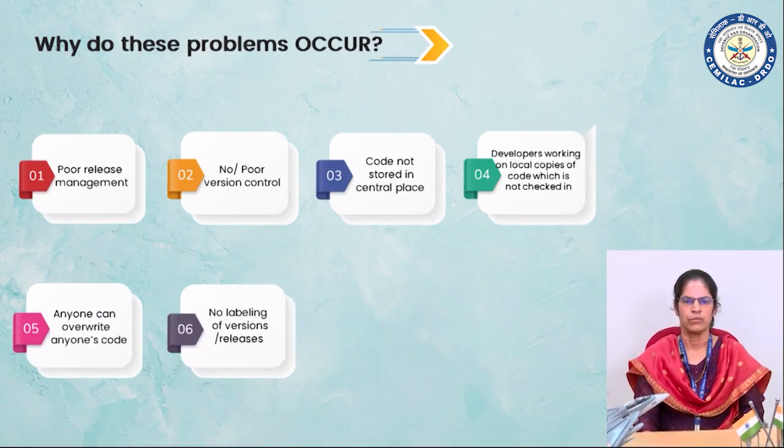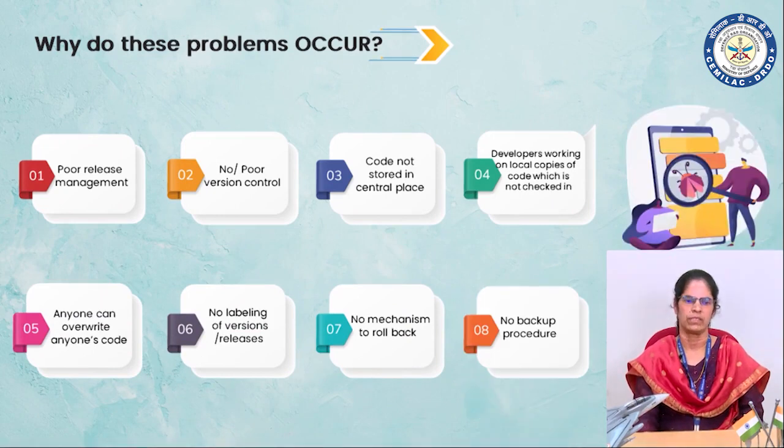We have listed a few instances why these problems occur. It is because of poor release management, no or poor version control, code not stored in a central place, developers working on local copies of the code which is not checked in. Anyone can overwrite anyone's code. No labeling of version or releases, no mechanism to roll back, and no backup procedure.